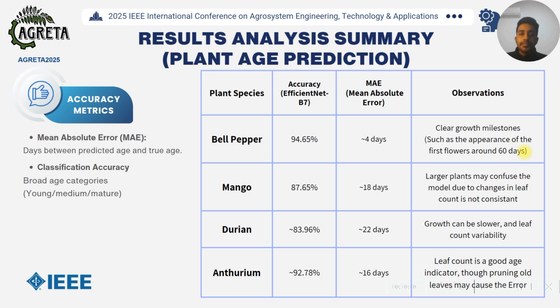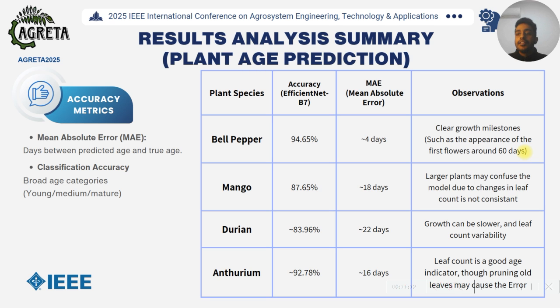For the plant age prediction, the bell pepper dataset that we made ourselves provided high accuracy, because the data set is vastly diverse, and the mean absolute error is around 4%, which is a promising result for bell pepper itself. For the mango, durian, and anthurium, the MAE is around 15 to 20, but it's still a promising result.